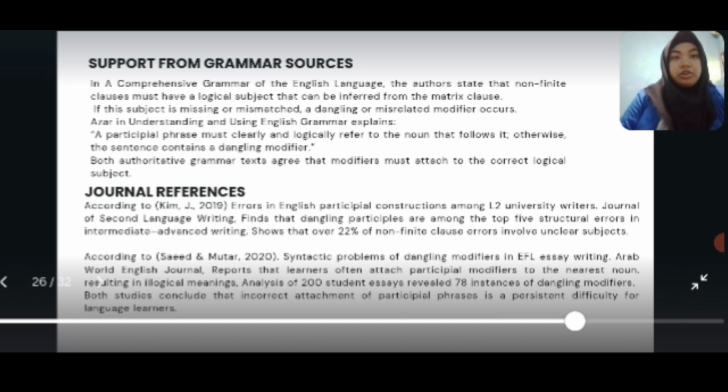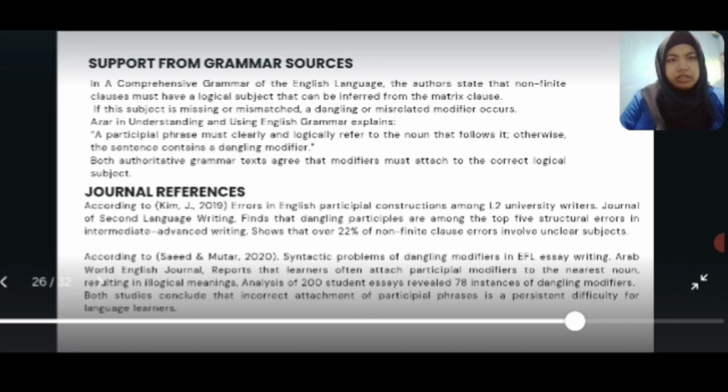And then there's the journal references. According to Kim J. 2019, "Errors in English Participle Construction among L2 University Writers," Journal of Second Language Writing, finds that dangling participles are among the top 5 structural errors in intermediate-advanced writing, and shows that over 22% of non-finite clause errors involve an unclear subject.